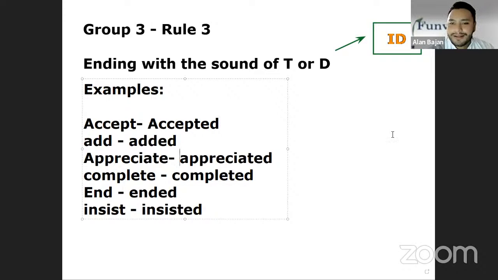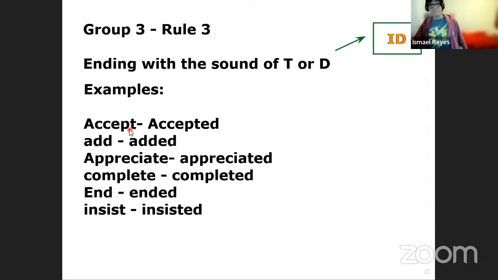So, accept. Is that the sound of T or D? Accepted. Accepted is the pronunciation in past because the last sound is the sound of D. So it's group number 3. Oh, accepted? No, accepted. Id, the pronunciation. Id.